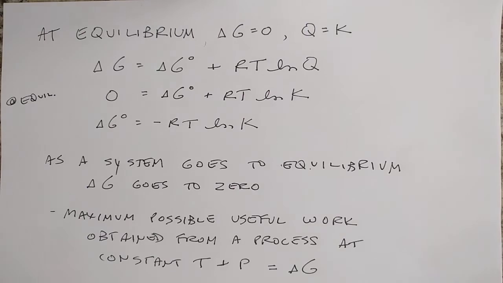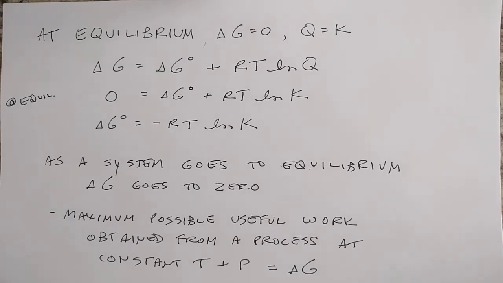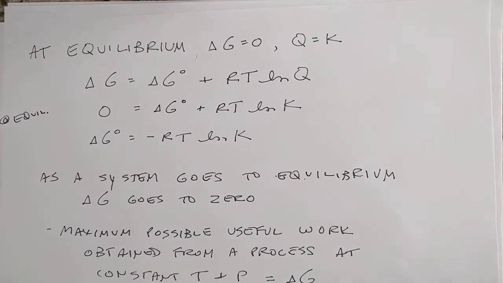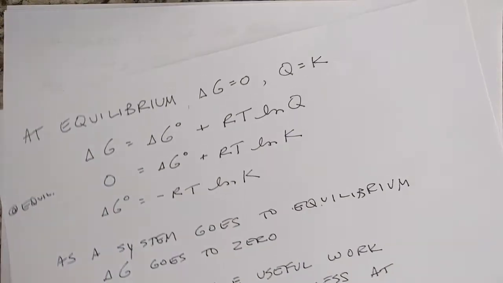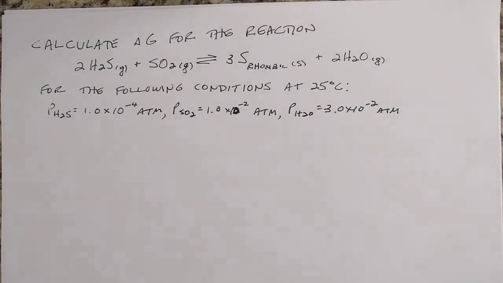We can light light bulbs. We can do all sorts of work when we have a system that has a delta G other than 0, or we are not at equilibrium.